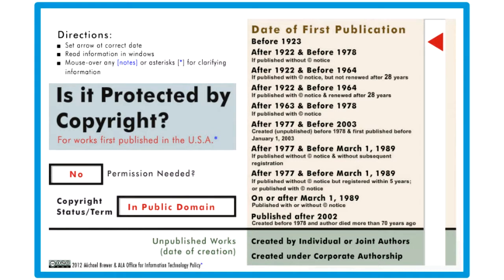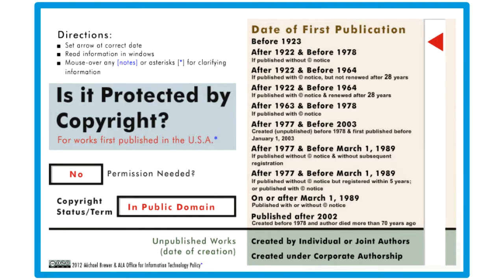It's great fun to play with online. I'm going to share the URL, but this is linked off of the library's copyright page as well. So you can see all the different conditions, and pretty much everything that is underneath before 1923, almost all of these say maybe. So there's a lot of conditions to think about.